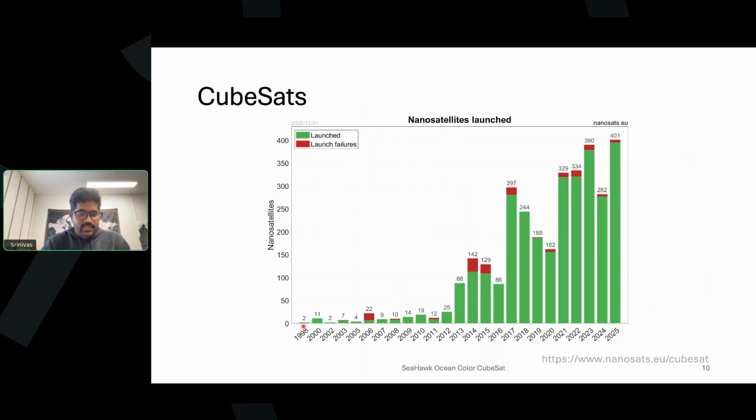Starting from 1998, when the first CubeSats were launched, to the end of December 2025, around 400 CubeSats were launched in one single year. So this shows an exponential adoption of the CubeSat technology because of its advantages.